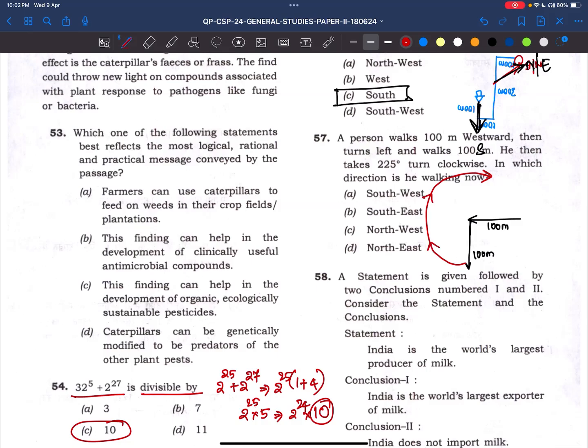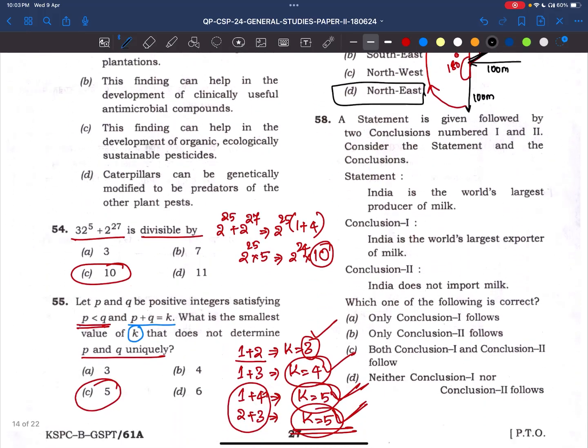See here, he's telling 225 degrees. From this is 180 degrees, right? And 225 means what? 180 plus 45. So this is 45 degrees. Let's reach this point. In which direction is he walking? Now, see here, in which direction is he walking? He is walking in the northeast direction, right? So what? Answer is D.